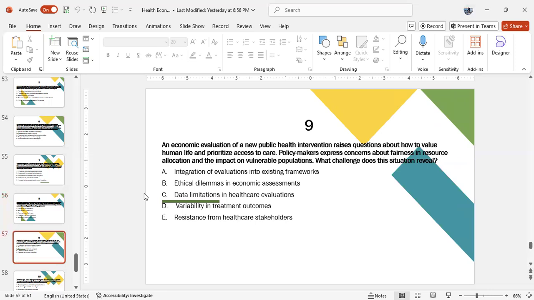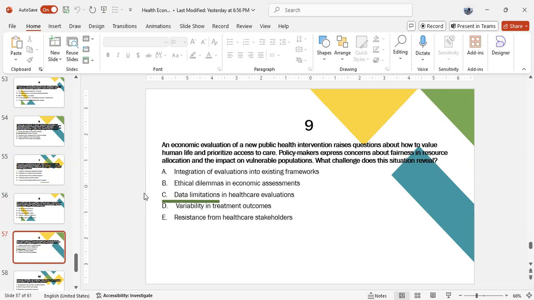An economic evaluation of a new public health intervention raises questions about how to value human life and prioritize access to care. Policymakers express concerns about fairness in resource allocation and the impact on vulnerable populations. What challenge does this situation reveal?